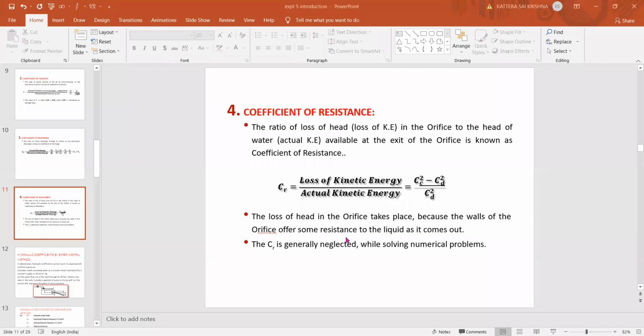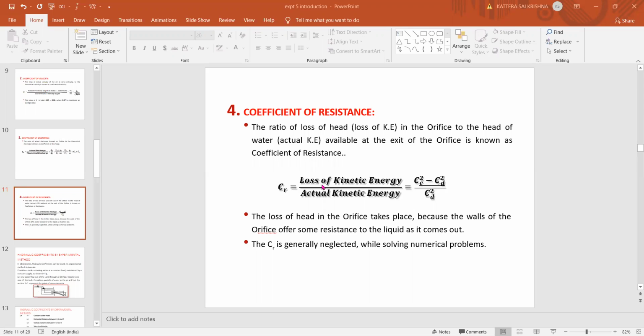The loss of head in the orifice takes place because the walls of the orifice offer some resistance to the liquid as it comes out. Whenever the water is flowing through the tank or the pipe, there will be some frictional losses. So there will be some resistance offered by the orifice, and some loss of kinetic energy. That is the meaning of this coefficient of resistance. The coefficient of resistance is generally neglected while solving numerical problems because we cannot directly find how much energy is lost without knowing the friction factor.